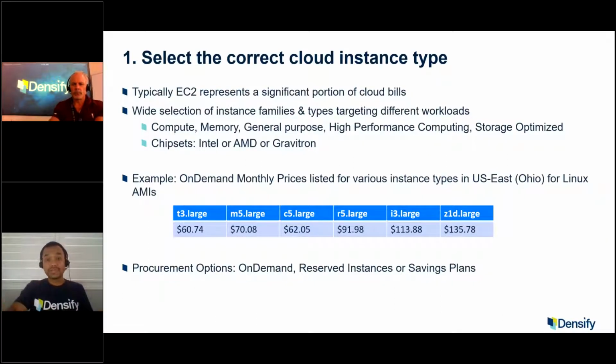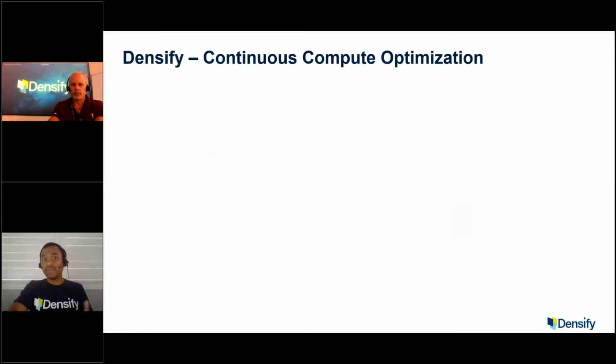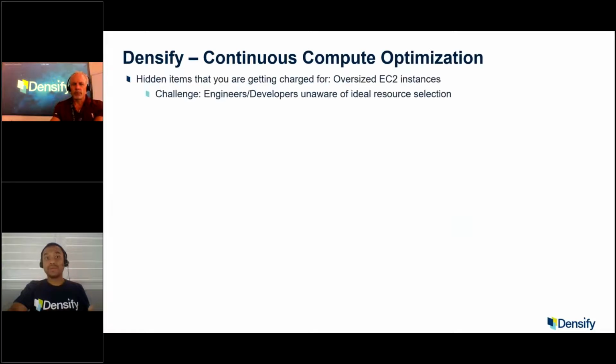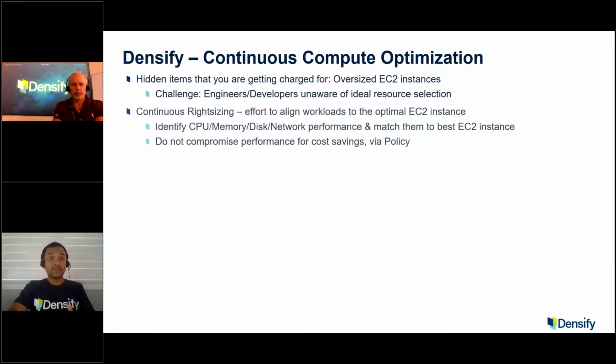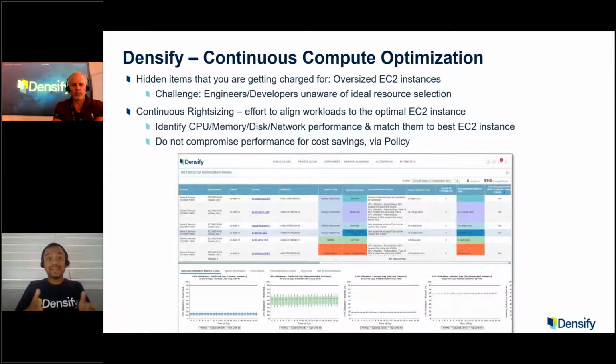Again, education is the key here. And what we do here at Densify is we help our customers understand and continuously optimize their compute. So for example, engineers and developers, as I mentioned, they're not aware. They just go ahead and pick the biggest instance, because as a developer, what do you care about? You care about your system running all the time, and you worry about not having any code audits done. So you go ahead and pick the strongest, the biggest EC2 instance out there. And the hidden item that you're getting charged for here is an oversized EC2 instance.